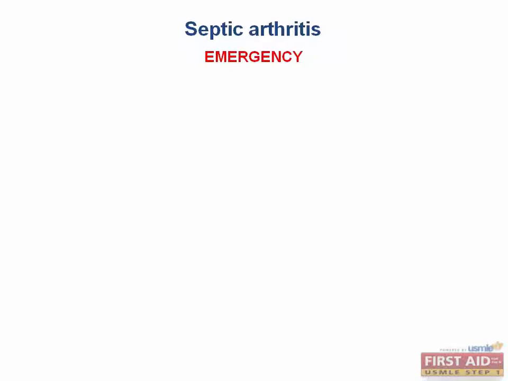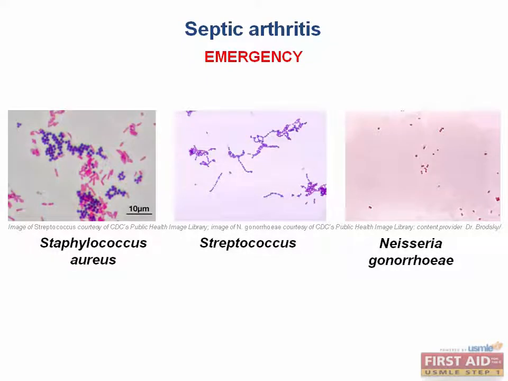There are classic organisms that can cause septic arthritis. Most importantly, Staph aureus, Streptococcus, and Neisseria gonorrhea. The boards love gonococcal arthritis. If the patient is a teenager with migratory arthritis, a red, hot, raging joint, often pointing to the knee, think gonorrhea. How do you treat gonorrhea?